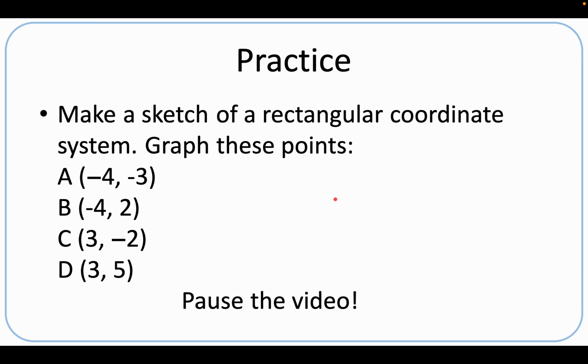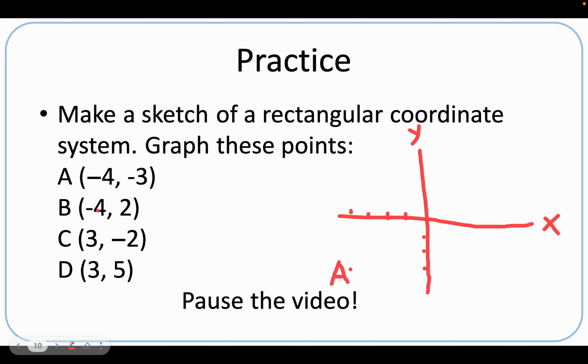Okay, I don't have a blank slide, so we'll just do this real quick on here. I'm going to make just a quick sketch of an X, Y coordinate system. Okay, and we'll start with point A. Point A is at (-4, -3), so that's going to be in this third quadrant. If we go 1, 2, 3, 4, and then down 3, 1, 2, 3, so right here, and that's point A. We're going to label that.